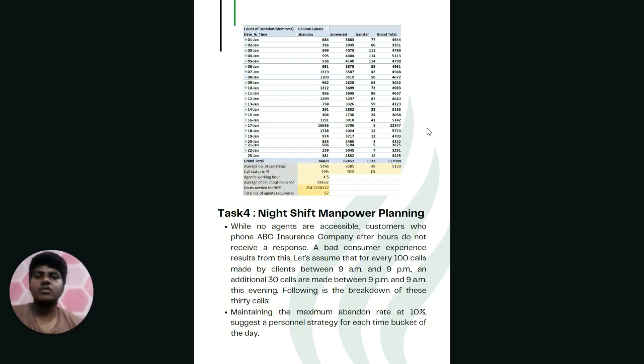Daytime, that is 9 am to 9 pm. Allocate agents based on current call volume within these hours. Ensure staffing levels meet demand to keep the abandon rate below 10%.